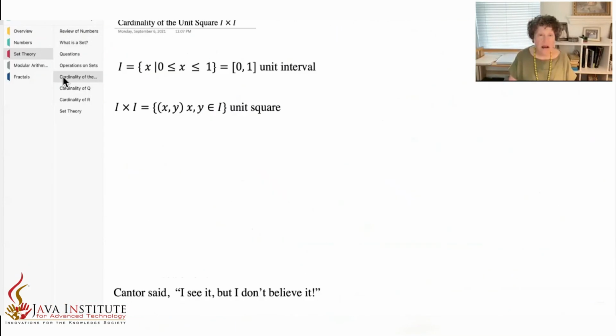Cardinality. Oh my gosh, this is, Cantor gave a proof. And when he did the proof, he said, I can see the proof, but I don't believe it. So I'm going to show you this.